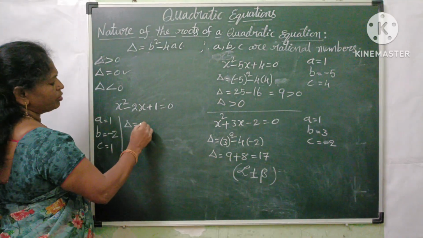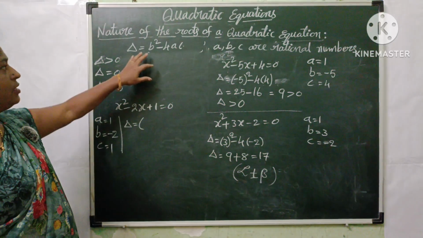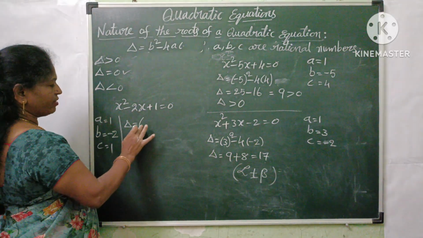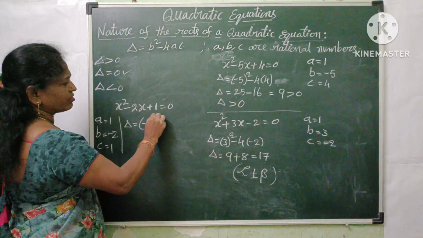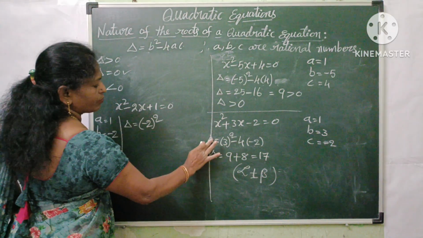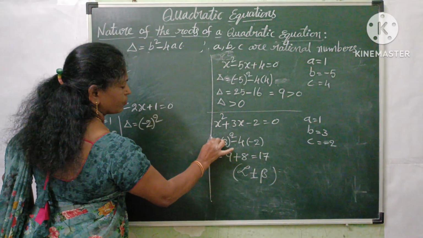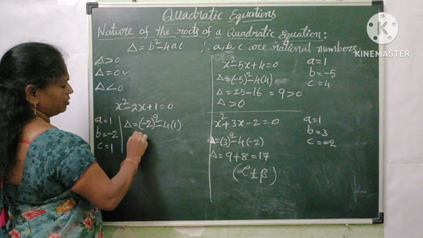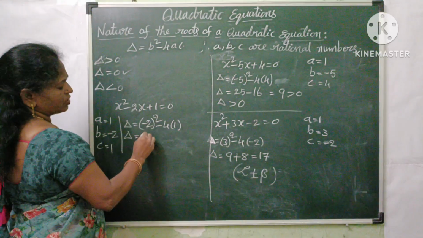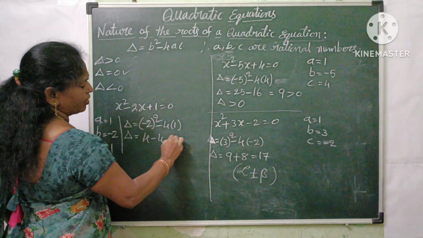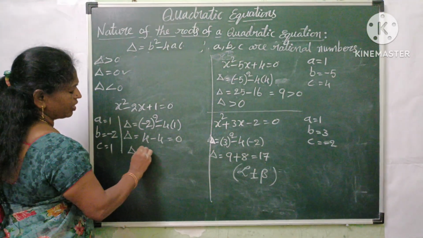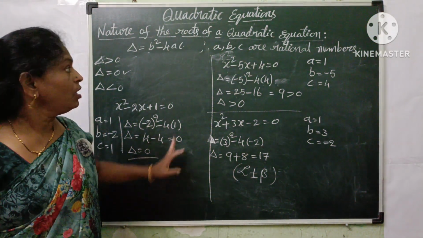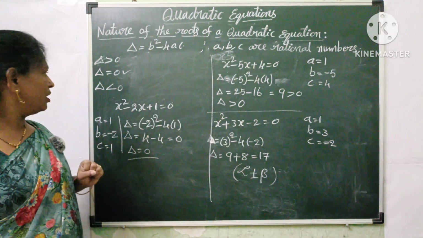Now, delta equal to b square minus 4ac. This is the discriminant. Here, b square means minus 2 whole square minus 4 into 1. That is equal to 2 2s are 4 minus 4 equal to 0. Therefore, delta equal to 0. When delta equal to 0, roots are rational and equal.